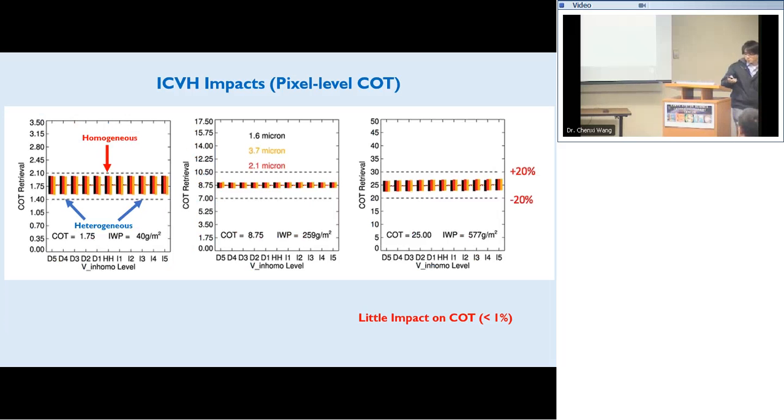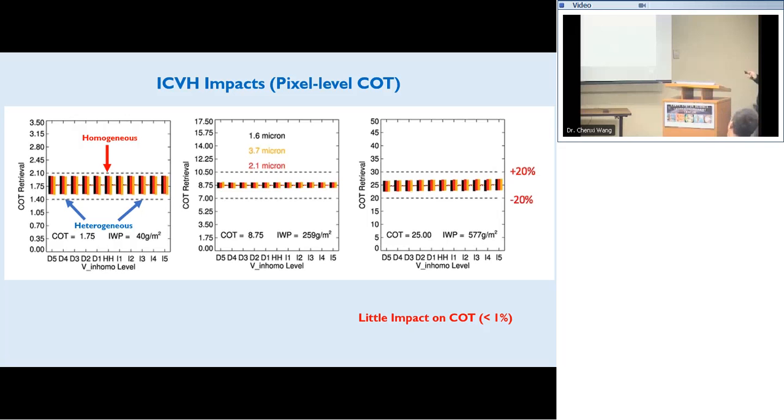So let's look at COT retrieval first. So for each panel, the x-axis means different profiles. You have very homogeneous clouds in the middle, and you have severely inhomogeneous profiles on the two sides. For this side, you have small particles near cloud top. On this side, you have larger particles near cloud top.